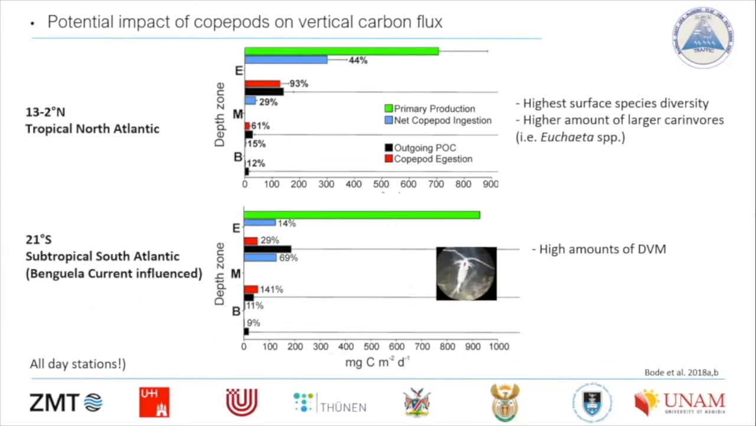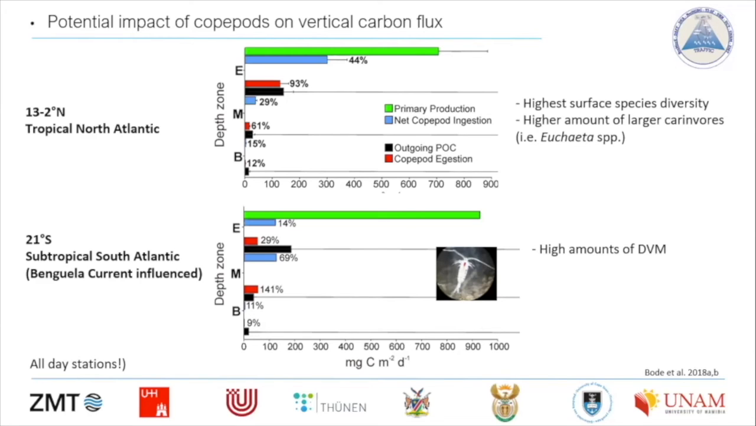did have moderate to high primary production in the surface layer in the tropics and high primary production rates in this Benguela-influenced region. And we did have differences in the community structure, with the highest surface species diversity in the tropical region and higher amounts of larger carnivores, such as the copepod Euchaeta in the surface layer, while in this Benguela-influenced region, we just have a high amount of diel vertical migration. So this active carbon flux was higher here in this region.